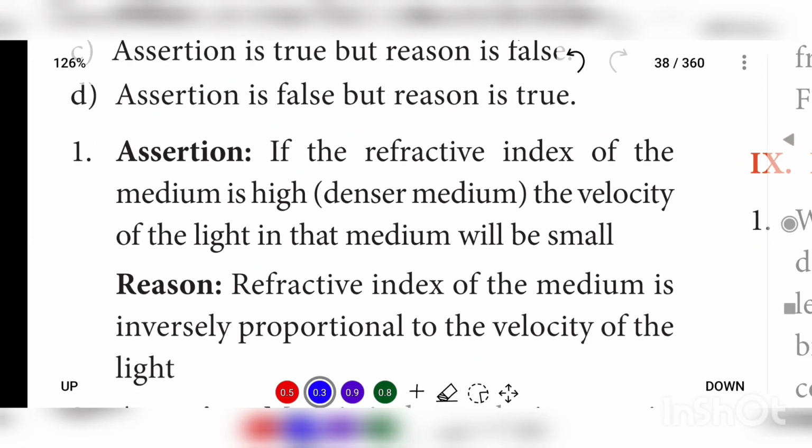Assertion and reason. First one, assertion. If the refractive index of the medium is high, the velocity of the light in the medium will be small. Reason, refractive index of the medium is inversely proportional to the velocity of the light. Here, assertion is true and reason is also true. Here we have to check whether reason is the correct explanation. So, reason is the correct explanation for assertion. So, option A is the correct answer.